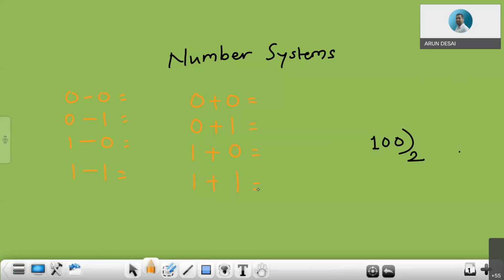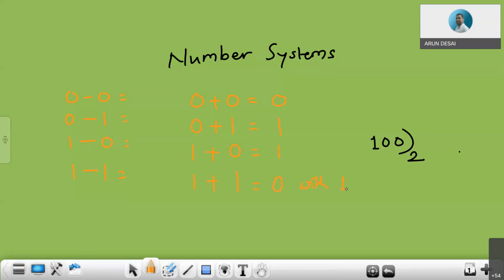Okay, I've written something on your screen. Just tell me, in case of binary, 0 plus 0 is... what rule says? Exactly, 0. 0 plus 1 is 1. 1 plus 0 is 1. 1 plus 1 is 0 with carry 1, and the generated carry is passed to the next bit.